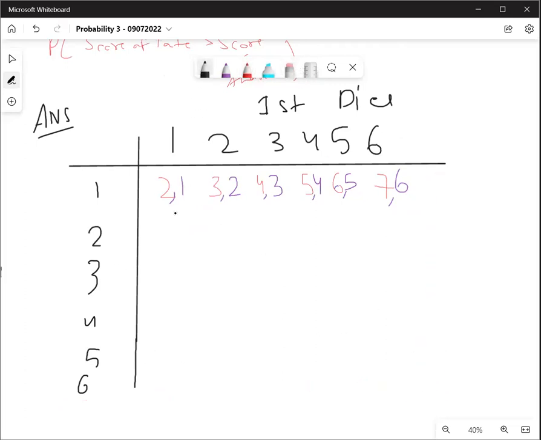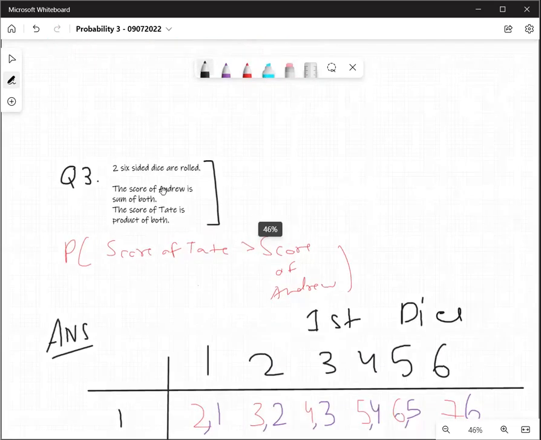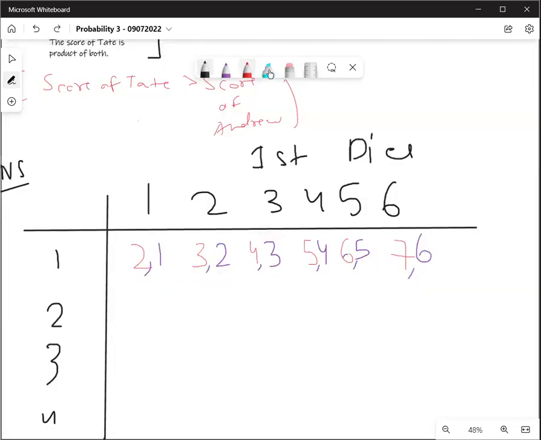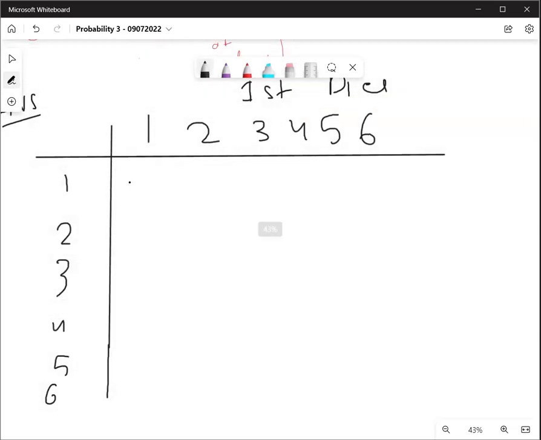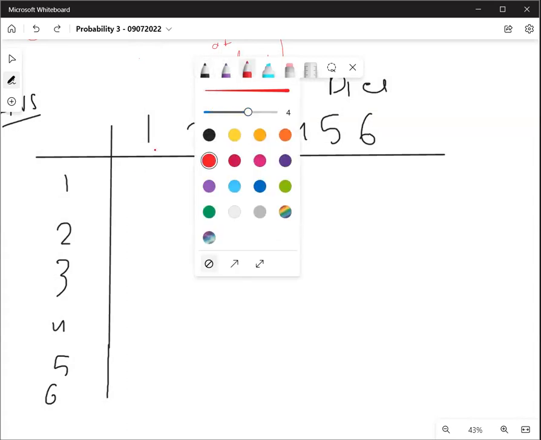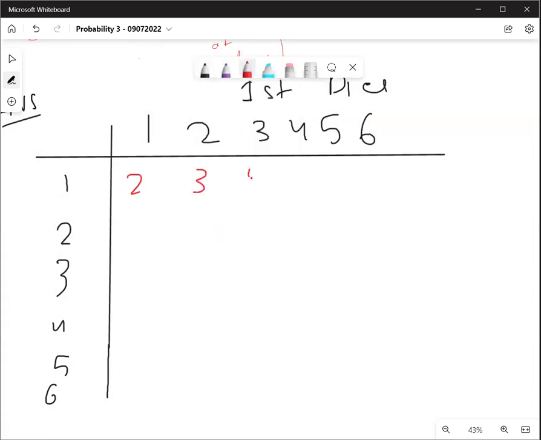Now the next thing you have to do is, first up, find the score of Andrew. Let's forget the score of Tate for a second. Let's find the score of Andrew. Now what is 1 plus 1? That's 2. Let's use the red color. 1 plus 1 is 2. This is 3. Then we'll have 4, 5, 6, 7.